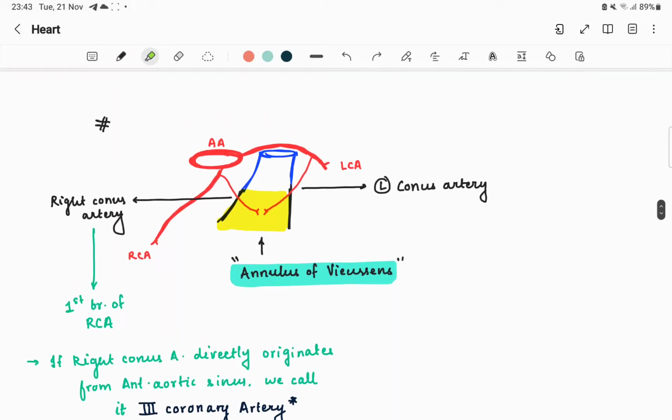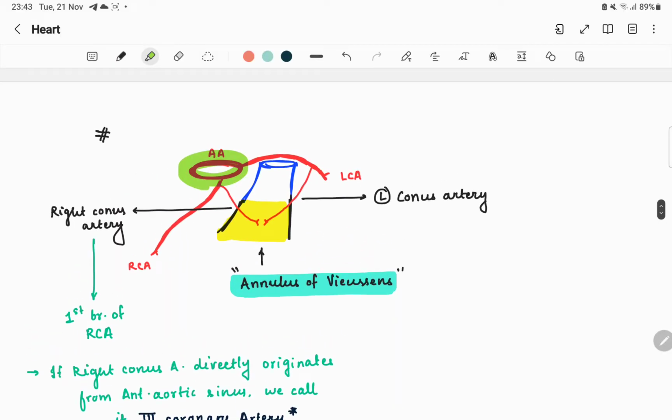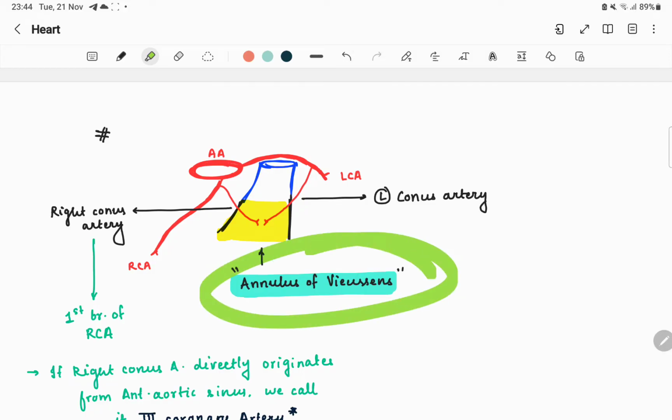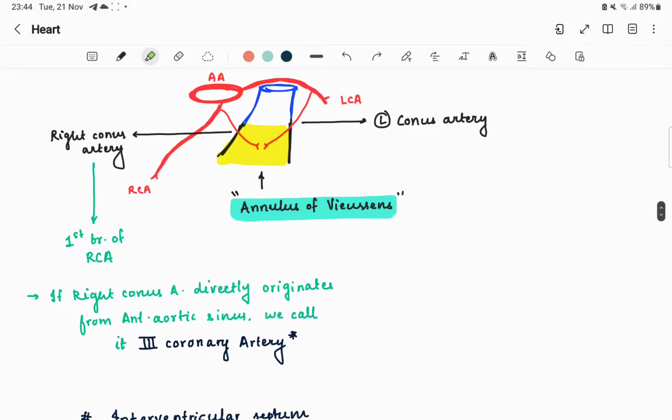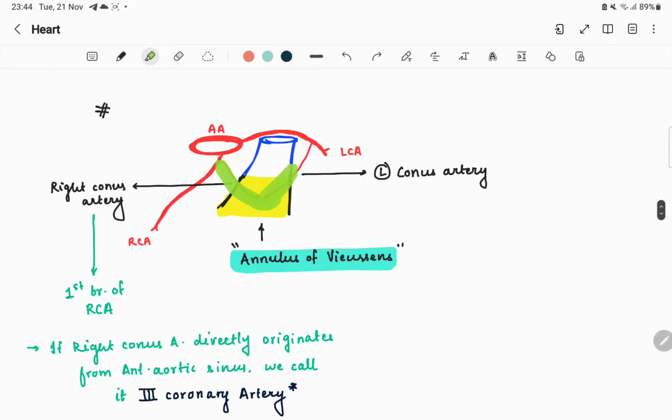Let's discuss something else. This ascending aorta is there, and your LCA, left coronary artery, and RCA are there. Another branch of the RCA is called the right conus artery, and another branch of the LCA is called the left conus artery. These are supplying the smooth part of your ventricular wall, that is the annulus of Vieussens. This part is supplied by the right conus artery, which is the first branch of the right coronary artery, supplying the smooth part and forming the annulus of Vieussens.